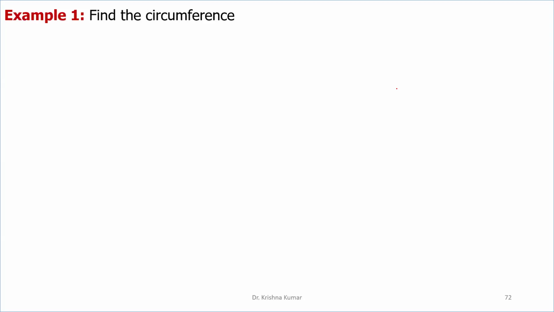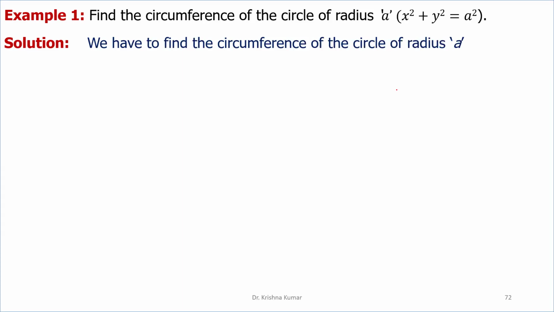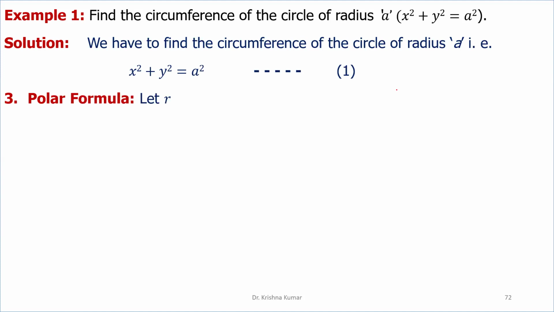Now in this lecture, we take the same example that we took in the previous two lectures. So we have to find the circumference of the circle of radius a, that is x square plus y square equal to a square. Here, to find the rectification of this circle, we use the polar formula.